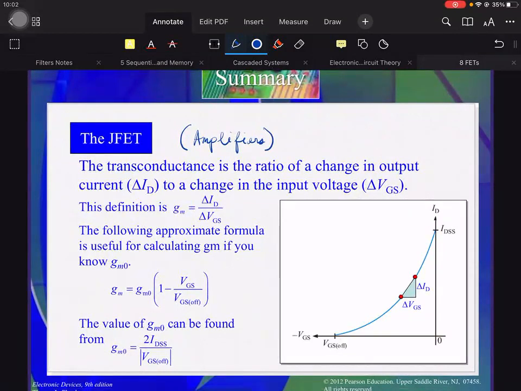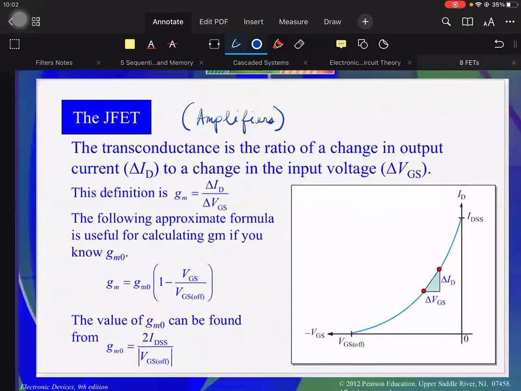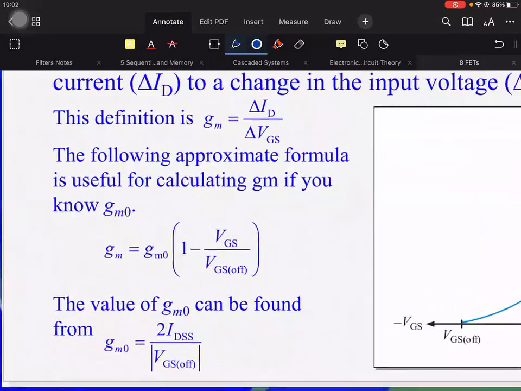So GM is equal to delta ID over delta VGS. Or the following approximate formula is useful for calculating GM if you know GMO. So GM is equal to GMO times 1 minus VGS over VP. Notice that it looks similar to the Shockley equation.